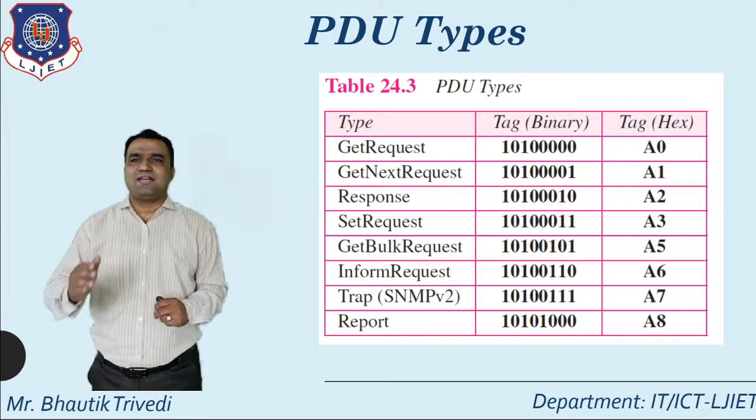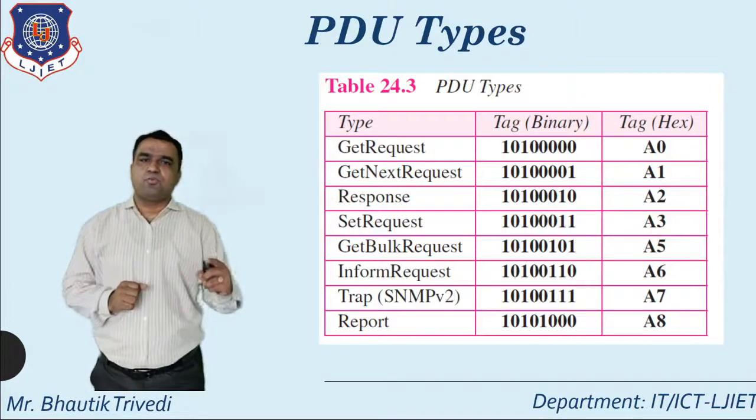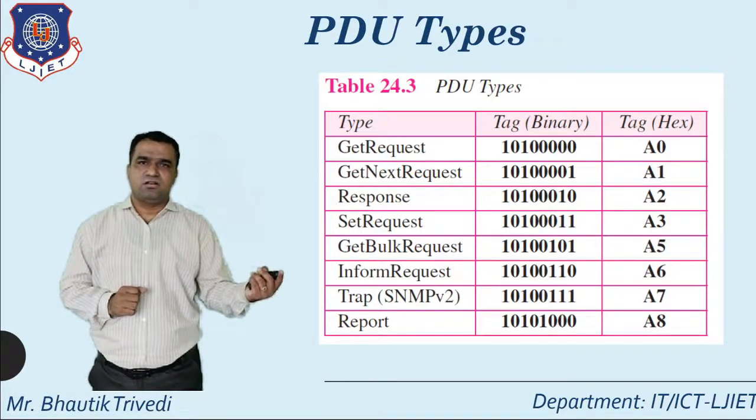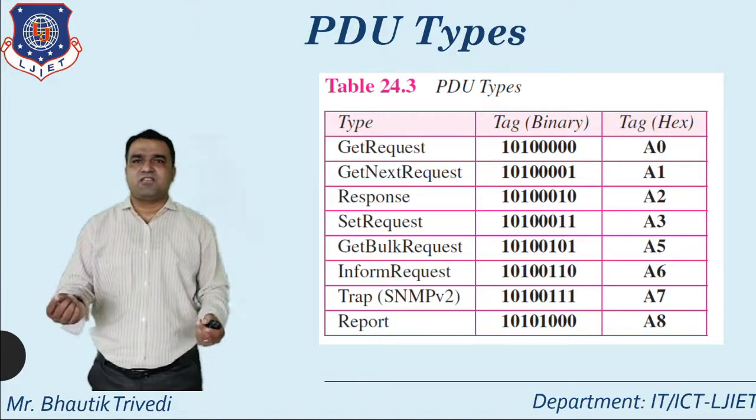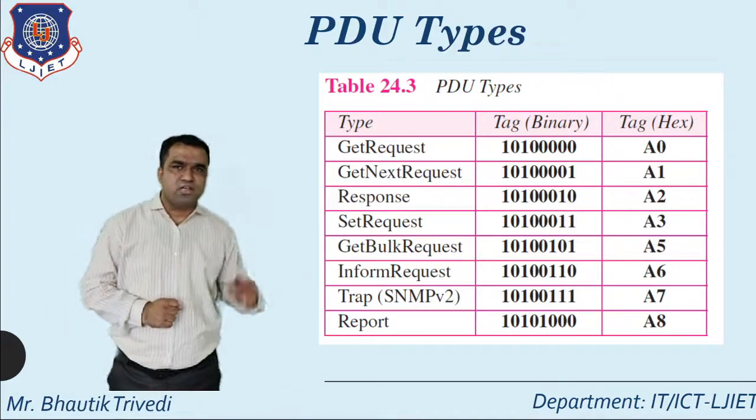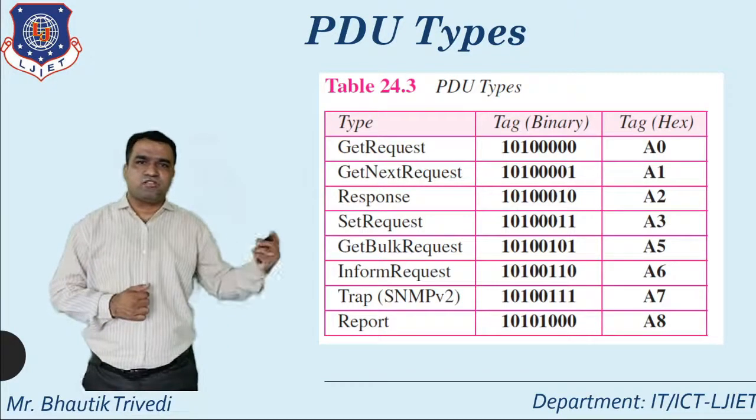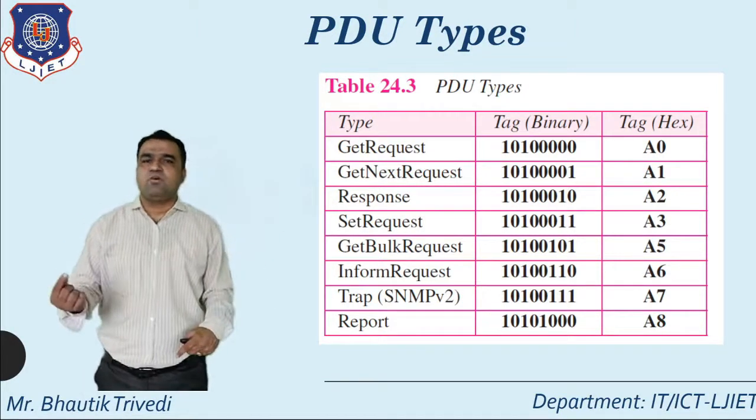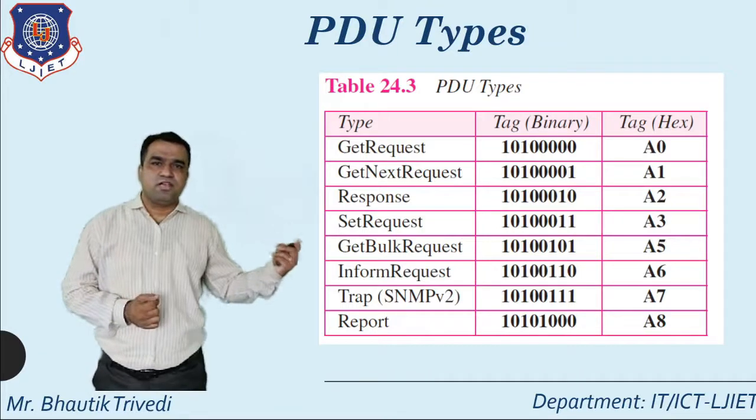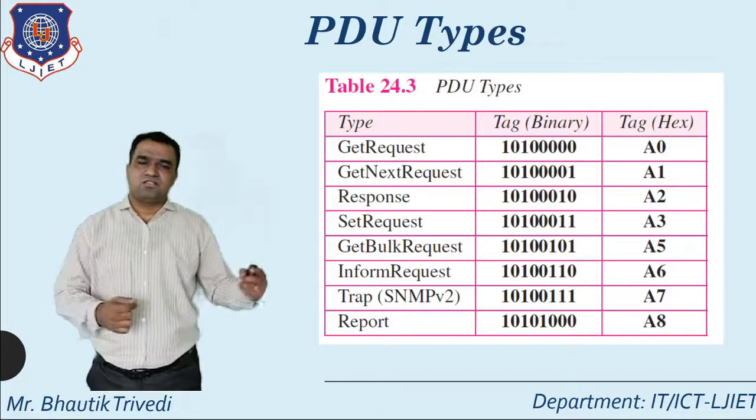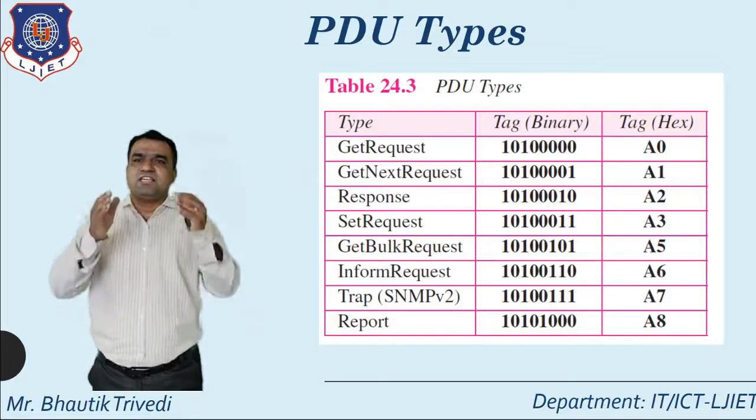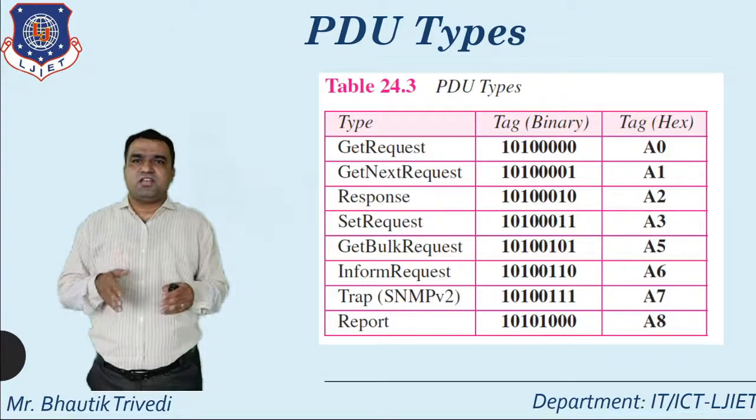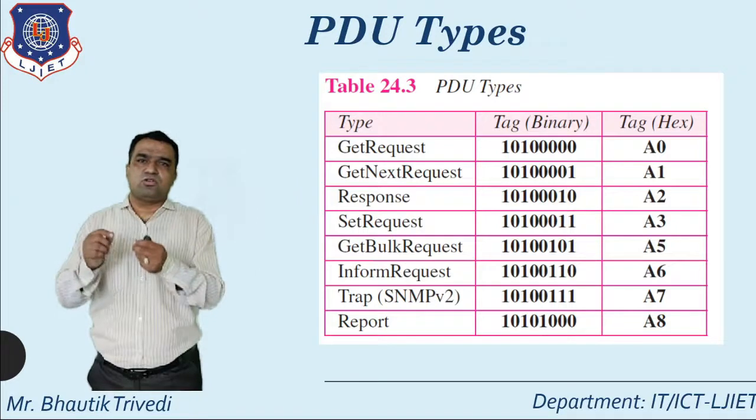After that, get next request supports which value? A1. Response supports which value? A2. Set request supports which value? A3. Get bulk request supports which value? A5. Inform request supports which value? A6. Trap supports A7. And report supports A8. Each and every type you can see in the particular diagram.